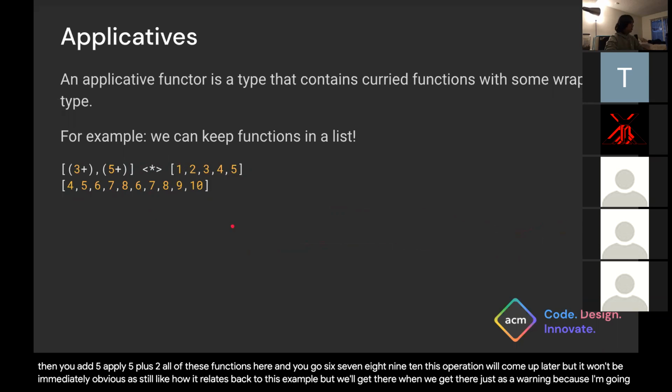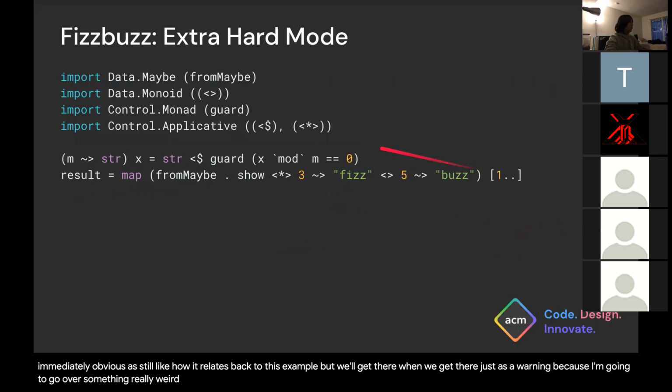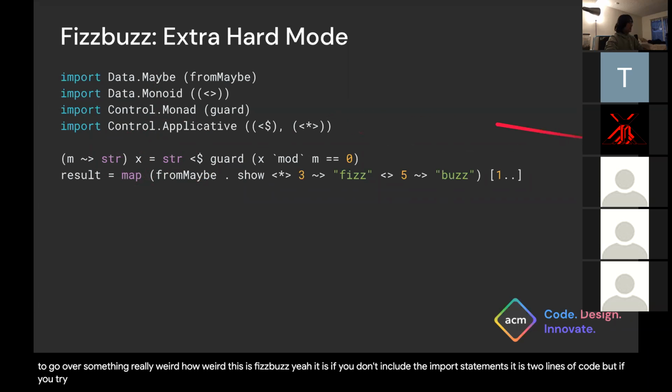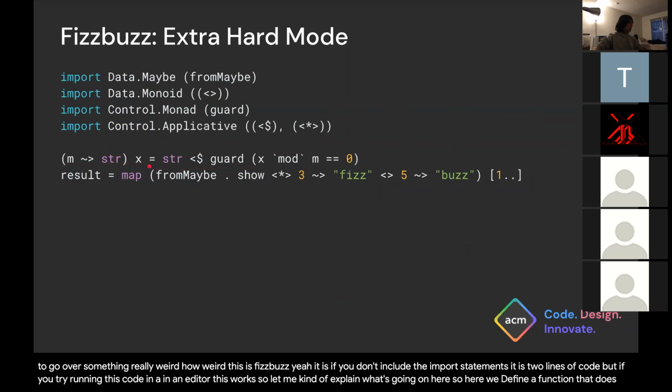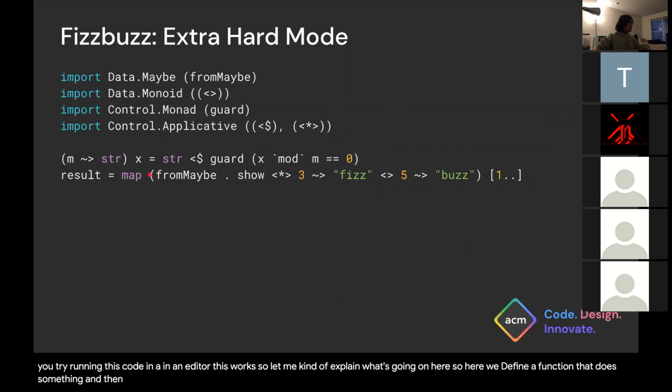Because I'm going to go over something really weird. How weird? This is Fizzbuzz. Yeah, it is. If you don't include the import statements, it is 2 lines of code. But if you try running this code in an editor, this works. So let me explain what's going on here. Here we define a function that does something. And then this is a helper function, I'll explain what this does later. But what you're essentially doing here is taking, this is an infinite list, by the way. I'll just explain what this is first.